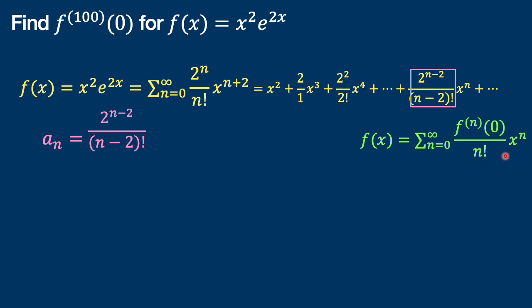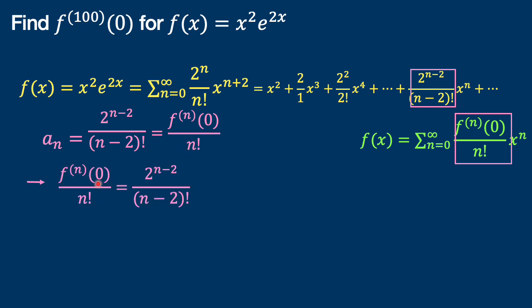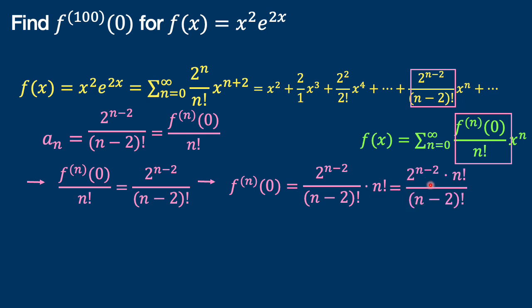By the definition of the Maclaurin series, a_n is going to be f^(n)(0) over n factorial. So this should be the same, guys: f^(n)(0) over n factorial, which means f^(n)(0) over n factorial is equal to 2^(n-2) over (n-2) factorial. So f^(n)(0) is going to be 2^(n-2) times n factorial over (n-2) factorial.